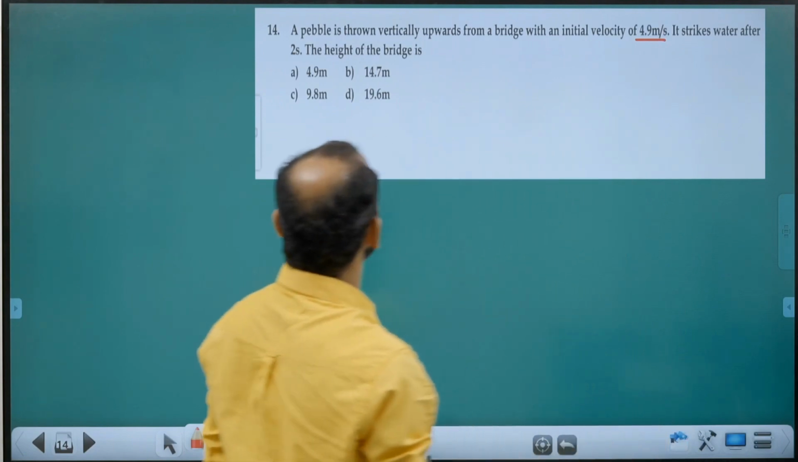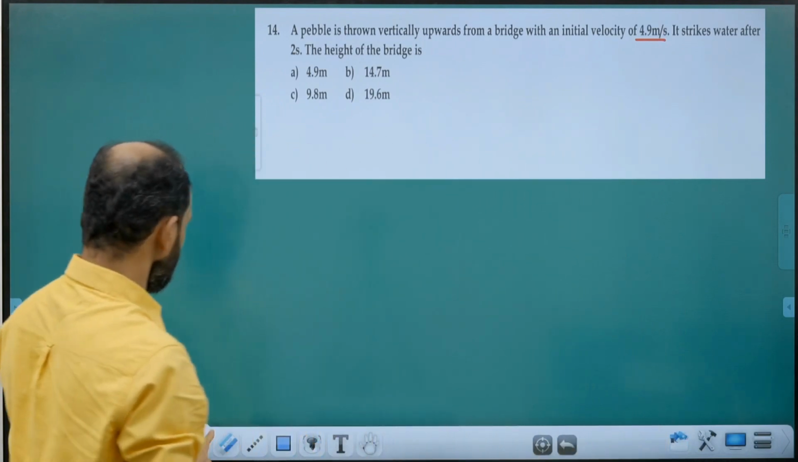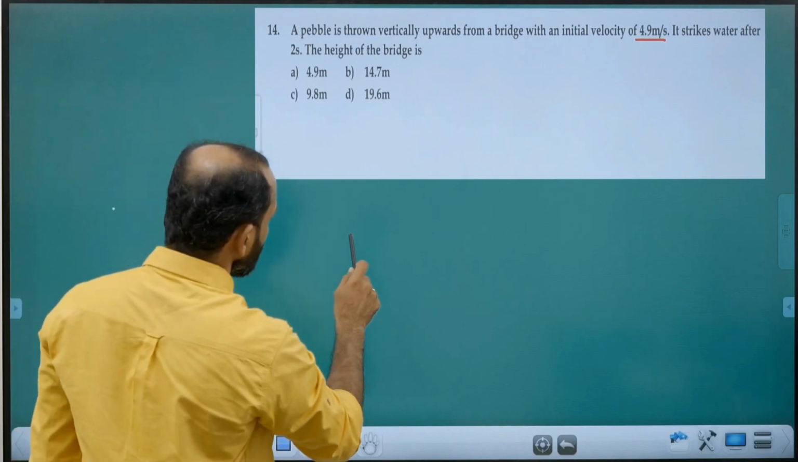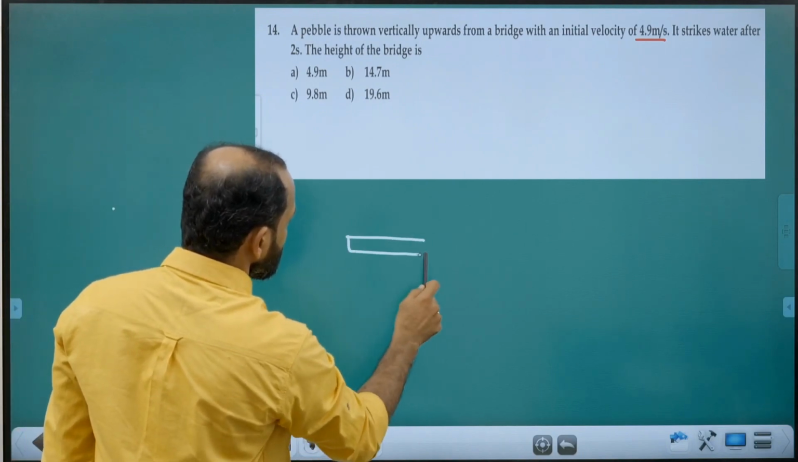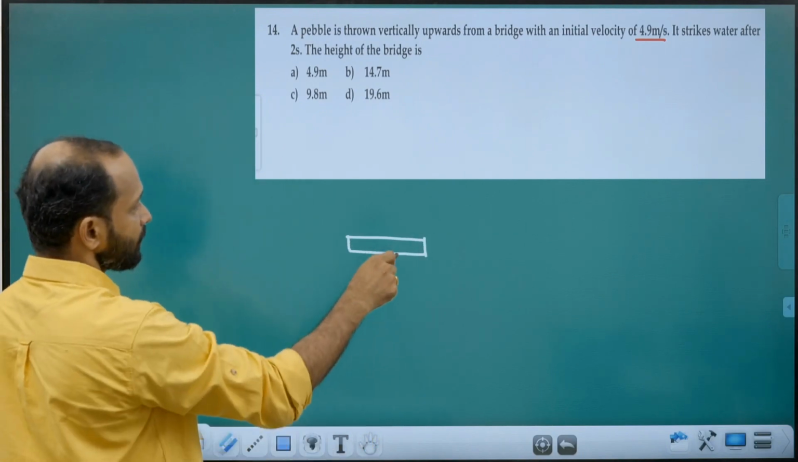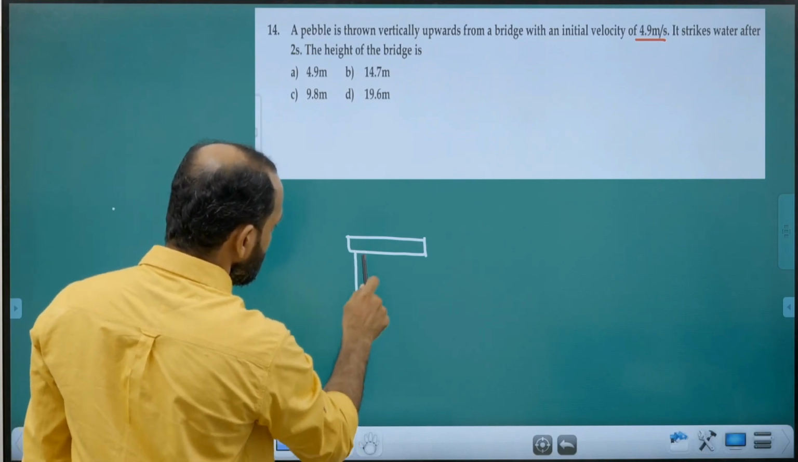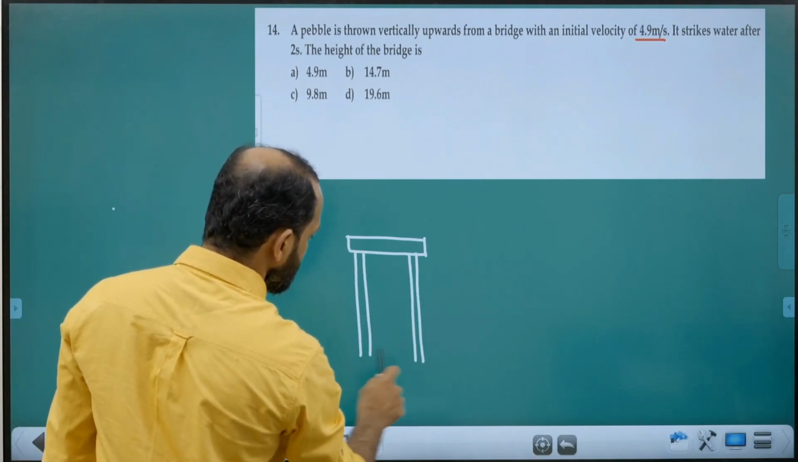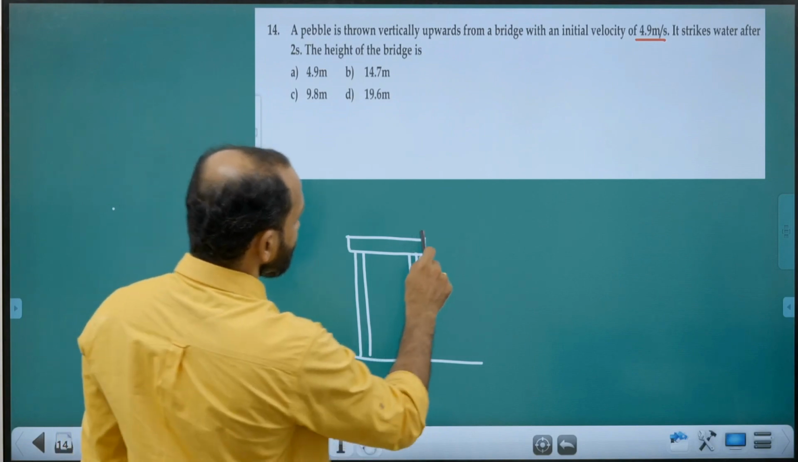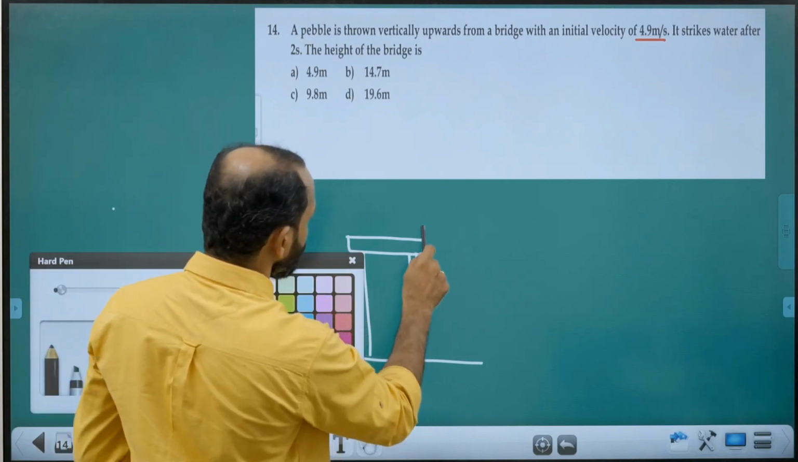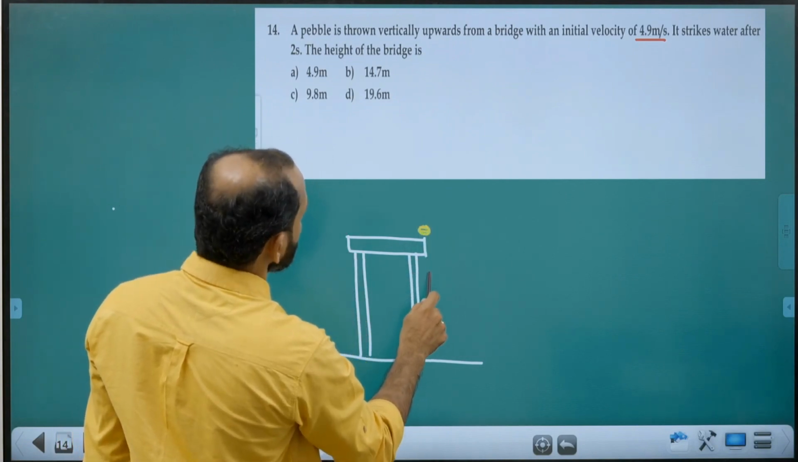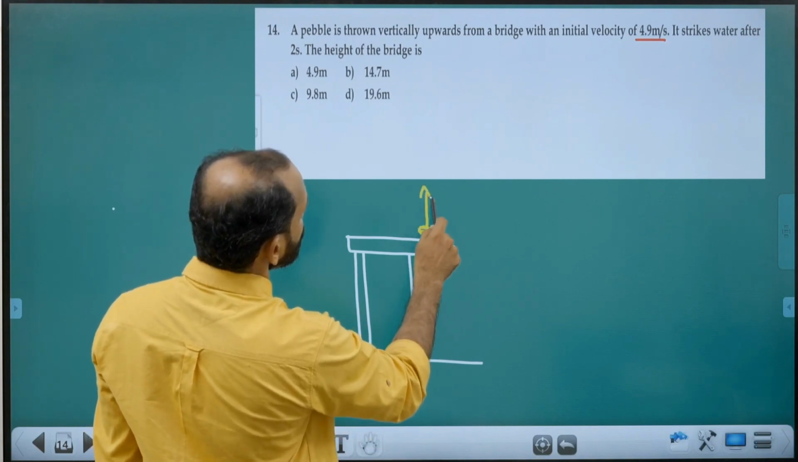A pebble is thrown vertically upward from a bridge with an initial velocity of 4.9 meter per second. It strikes the water in 2 seconds. The height of the bridge is? This type of question also is very important. This is the side view, the cross-sectional view of the bridge. These are the legs or pillars of the bridge. The object is thrown from here, from some height h, upward with speed u.